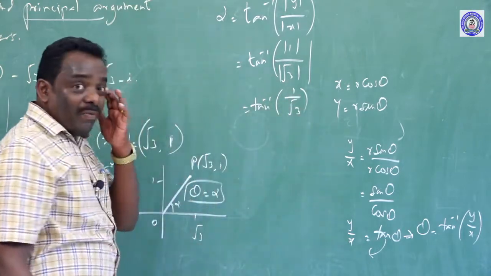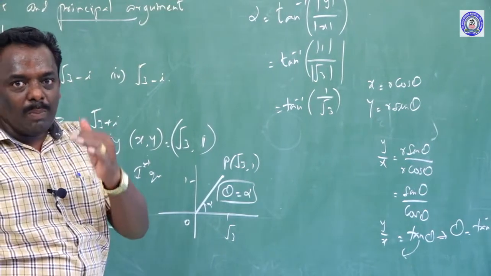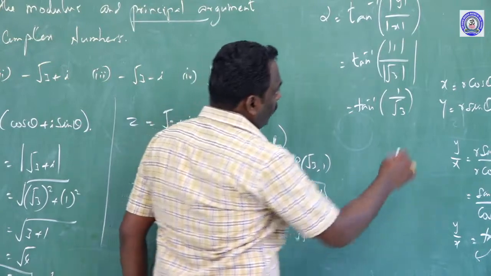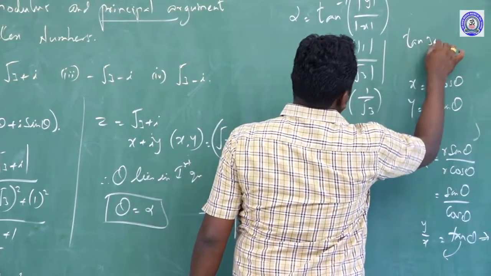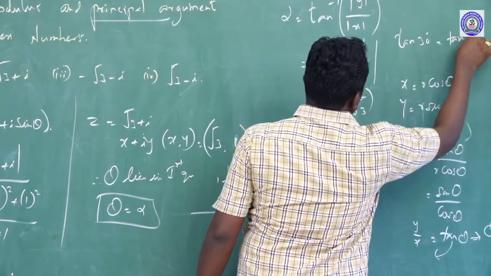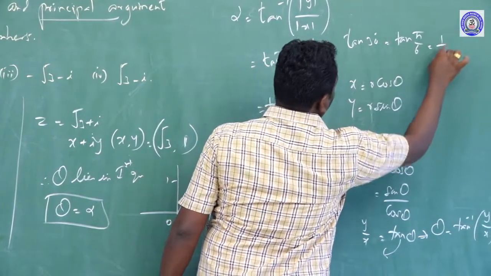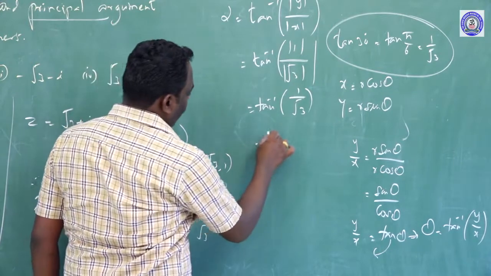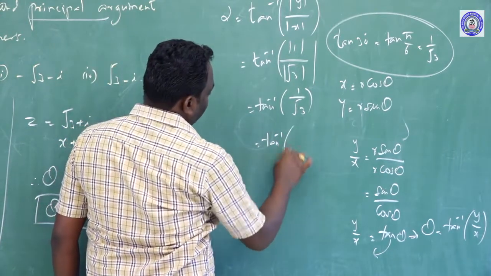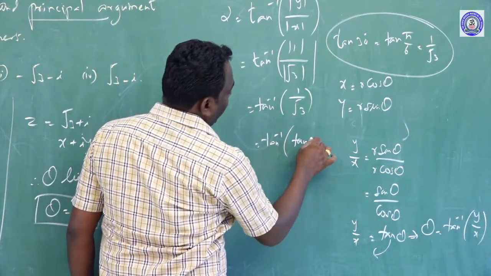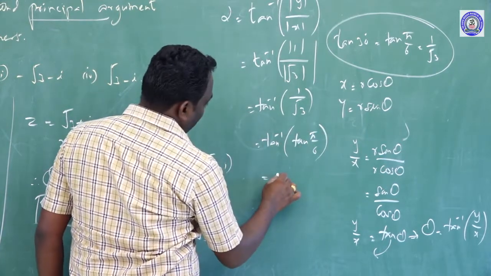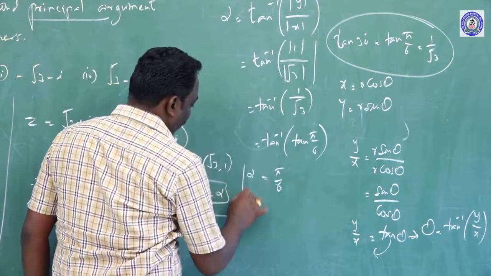So what value of tan gives 1 by root 3? Tan 30 degrees equals 1 by root 3. Tan 30 degrees is defined by tan pi by 6, that is equal to 1 by root 3. Therefore tan inverse of tan pi by 6, the tan will cancel. Therefore pi by 6 is called alpha.